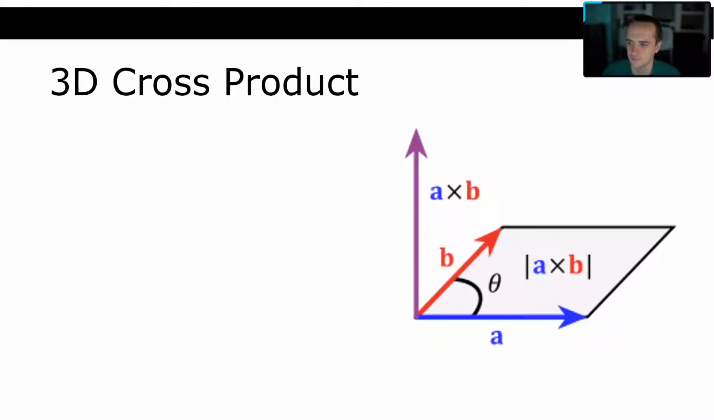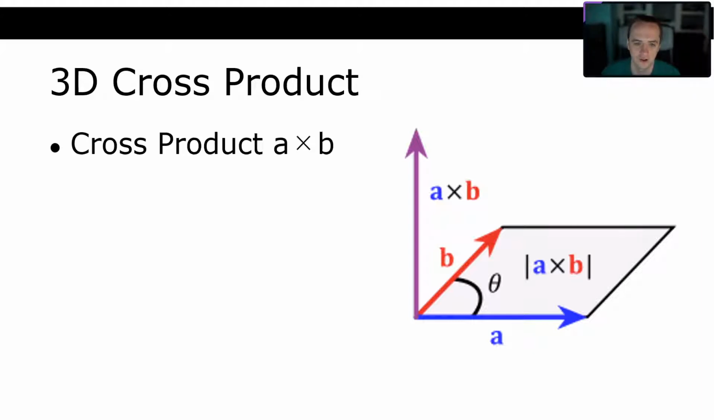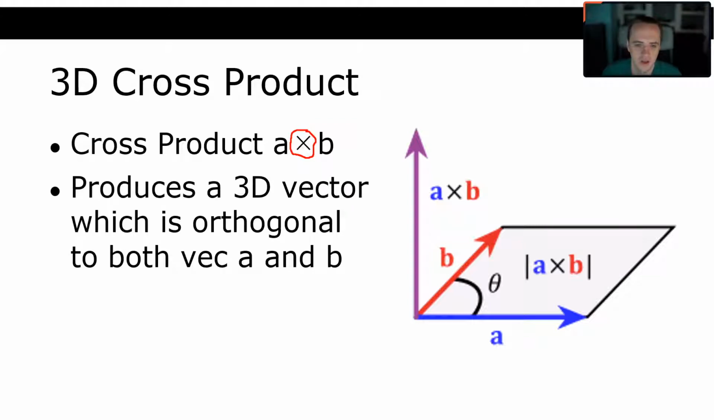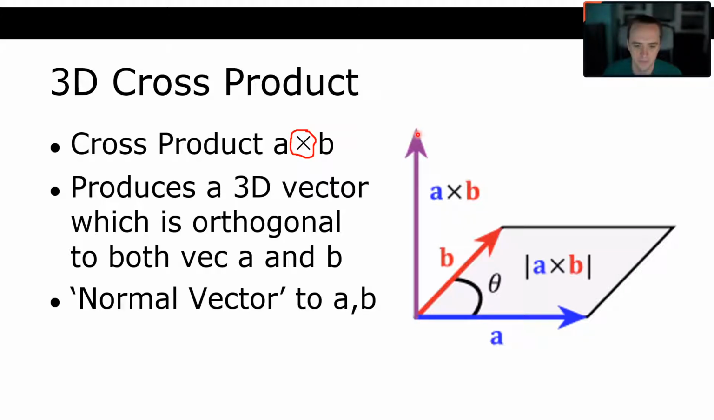All right. So first, the 3D cross product is the following. The 3D cross product is represented by A cross B. So this is not the multiply star. This is just an X, and it denotes the cross product. In 3D math, if you have vector A and vector B, which define a plane, and you have A cross B, that produces a 3D vector which is orthogonal to both A and B. That's called the normal vector to A and B.